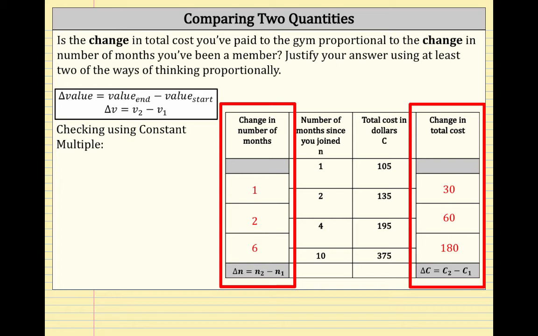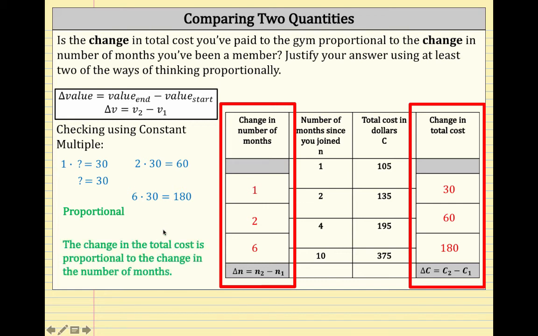Now let's look at it using the constant multiple. The idea of constant multiple is you're saying 1 times what is 30? Well, that number is 30. So that should be the constant multiple that relates the values of the input to the values of the output. So let's see, 2 times 30, that does produce 60. And following 30, further on, 6 times 30 is 180. So looking at this, we do have a proportional relationship. So it follows that the change in the total cost is proportional to the change in the number of months that you have joined.